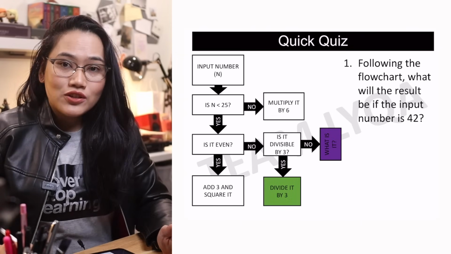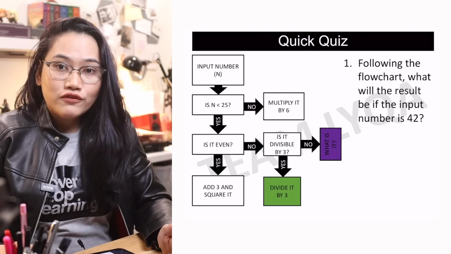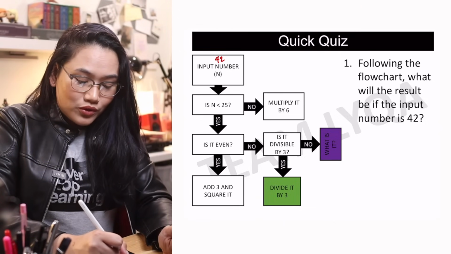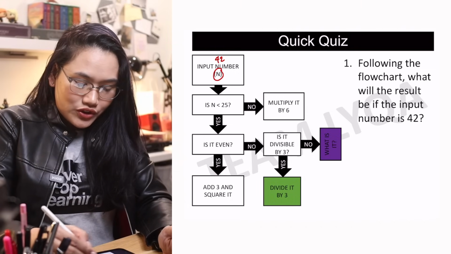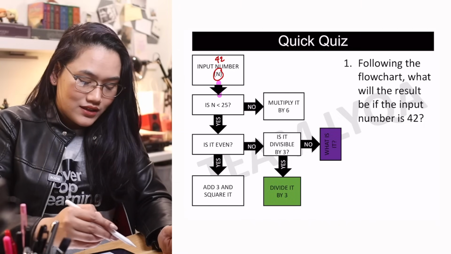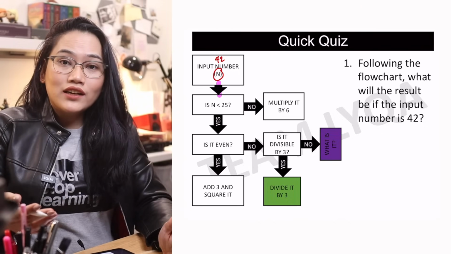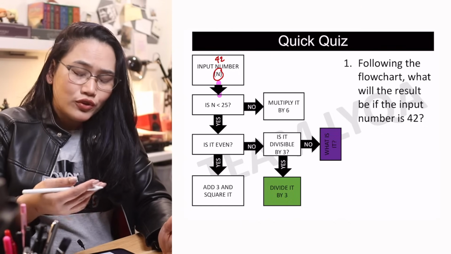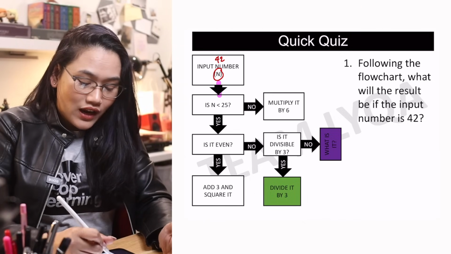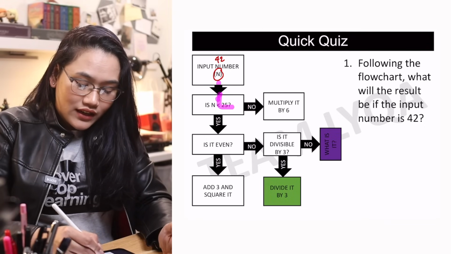Alright, so dito na muna tayo sa question number 1. Sabi, following the flowchart, what will the result be if the input number is 42? So, gagawin lang din natin, yung input number natin is 42 or yung N, and then we go straight dito sa baba. Now, ang sabi, yung first box says, is N less than 25? So, sasagutin lang natin to, yes or no. Ang 42 ba ay less than 25? The answer would be no, kasi it's greater than 25. So, pupunta tayo dito sa kanan, sa no.